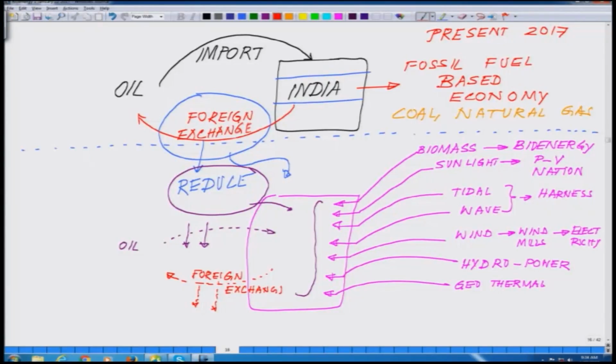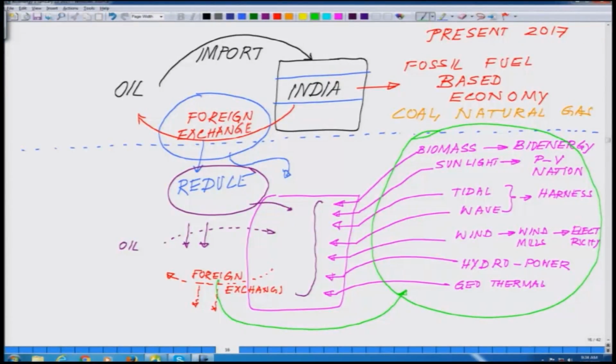And that foreign exchange which is not being used could be funneled into more and more research and teaching in this whole domain of renewable energies. So, this is what we talked about: from non-renewable energy India today, where we are heading, or where it should head, is a world of renewable energy.